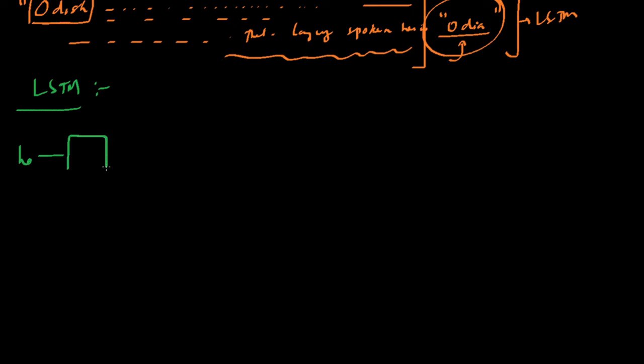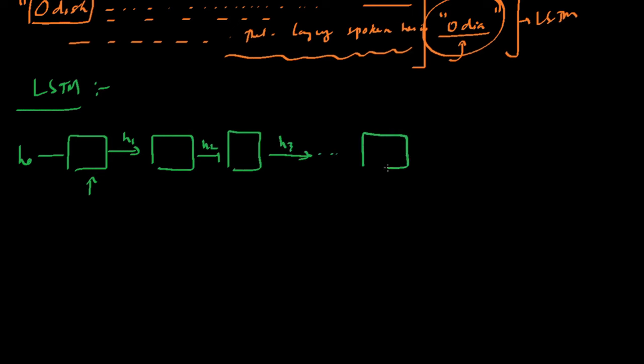Okay, so we have the H0, then we have H1, H2, then we have H3, dot dot dot, and then we have Hn. Let's say for t equals 1, t equals 2, t equals 3, okay? And then we have the output, right? Now, let's try to take a small example and try to understand the context of short-term and long-term memories, okay?